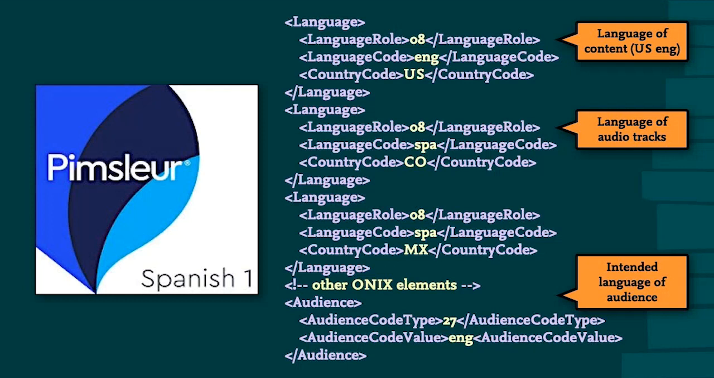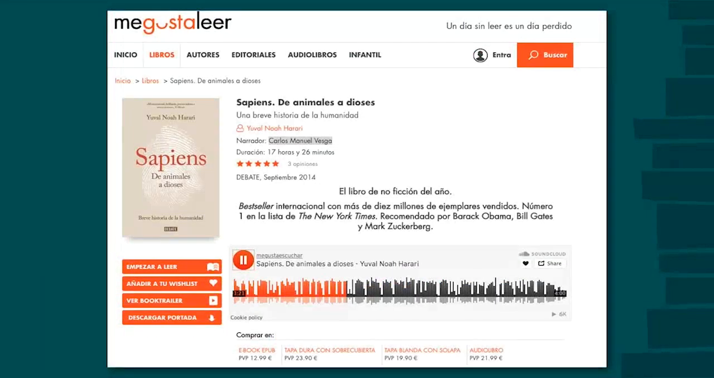If this was Vanity Fair, we could send language role 01 and just ENG, to say it was English. We could then send a repeat with language role 08, English, US if it was read by an American actor, or GB if it was read by a British actor, CA if it's read by a Canadian actor, AU if it's read by an Australian actor. That accent information, saying where the person doing the audio tracks is from, is also important. I'll give you an example in Spanish.